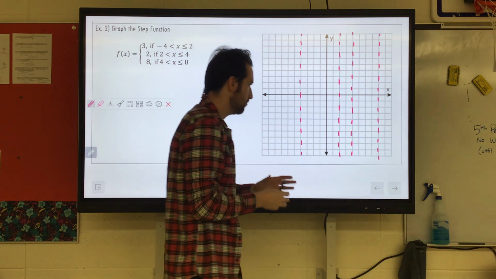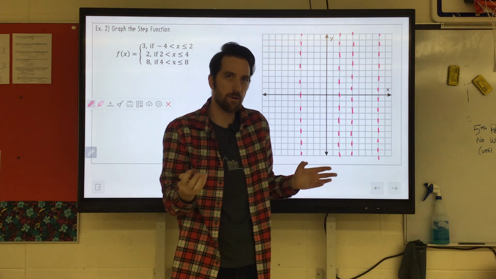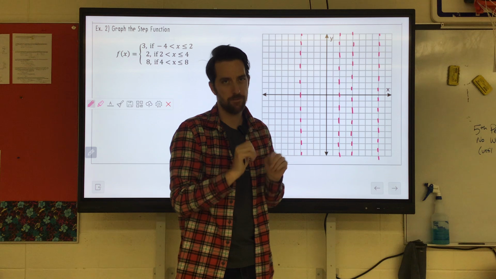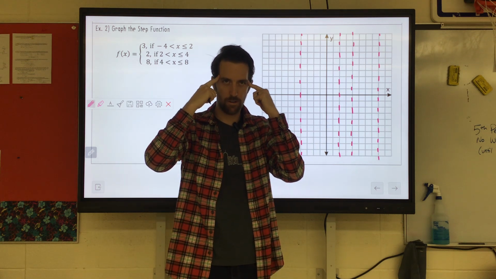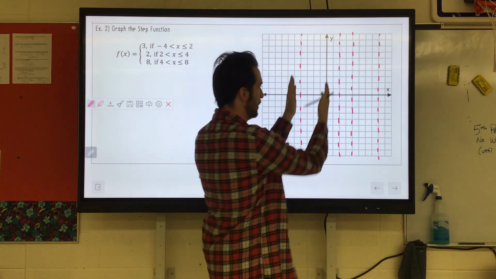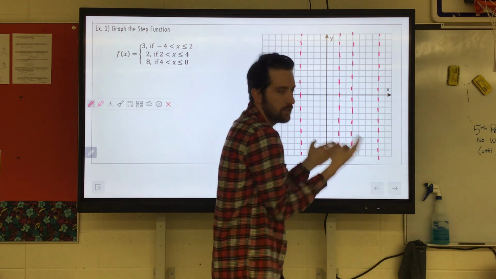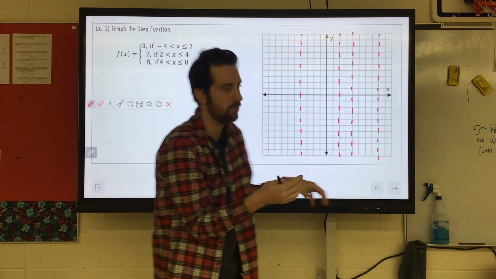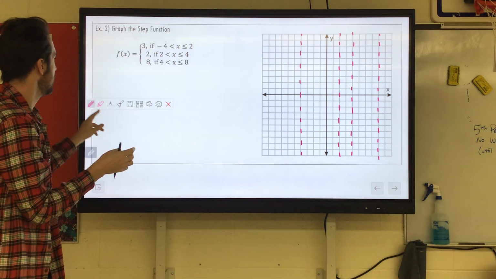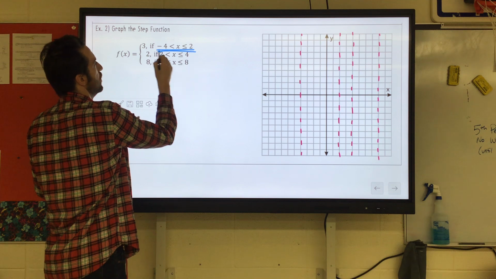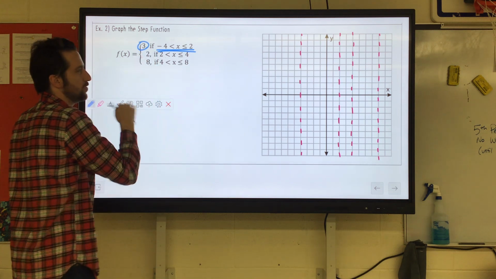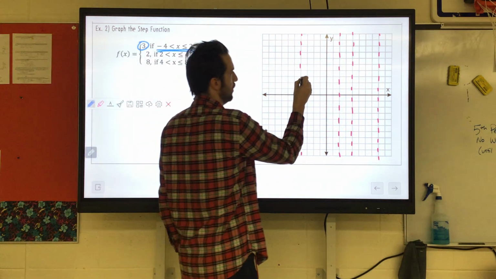Again, these wouldn't show up if you typed it into a computer program, but these are our invisible walls that we have to remember. There's going to be a line here, and then it's going to change to a different line in this chunk of the graph. So between negative 4 and 2, our y is going to equal 3. So we're going to have a flat line at 3.